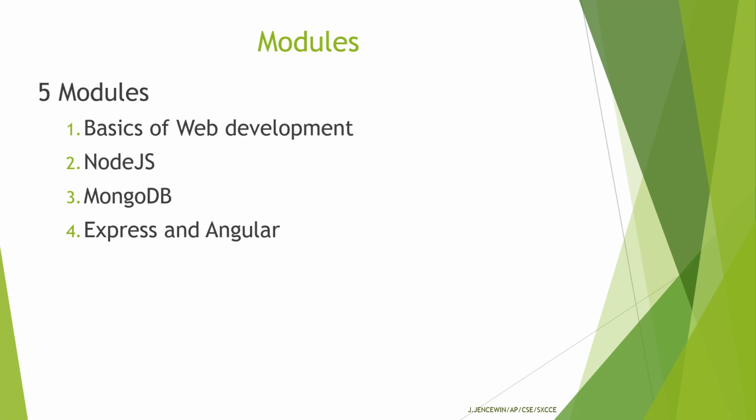In the fourth module, we study two frameworks. One is called Express and the other is called Angular. Express is a server-side framework implemented in Node.js, and Angular is a front-end framework implemented using the language called TypeScript, while Express is implemented using JavaScript. And finally, in the fifth module, we study React, which is another kind of front-end framework. After completing all 5 modules, the learner can develop a complete full stack web application.